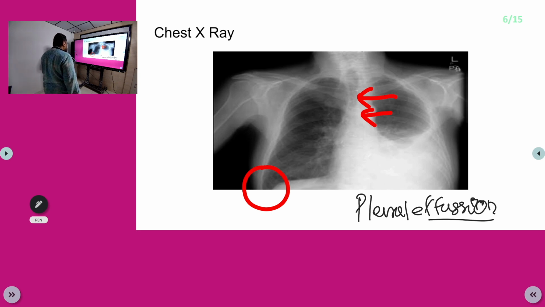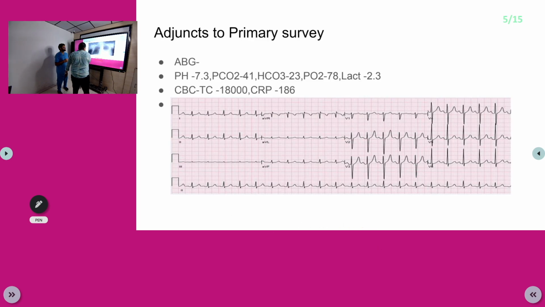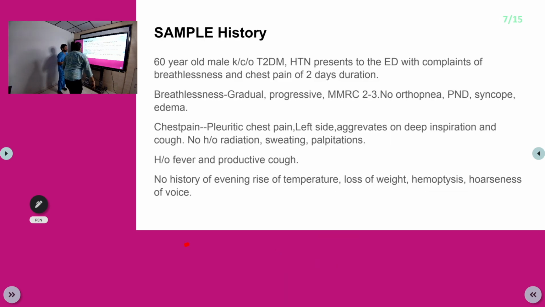So on top of any pneumonia, it can be, and basically to start with, it can be just a pneumonic effusion, or it can be tuberculosis or malignancy, which we don't know. We just need to go with the further history. So you can present the sample history, then we can go to the differentials.